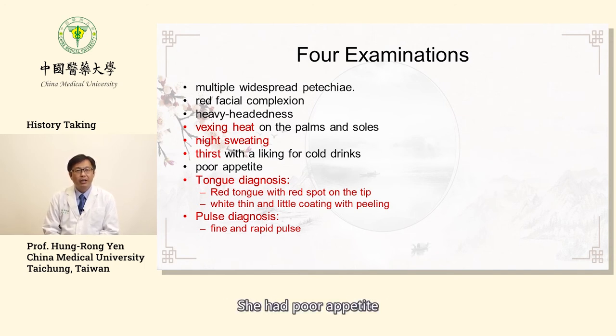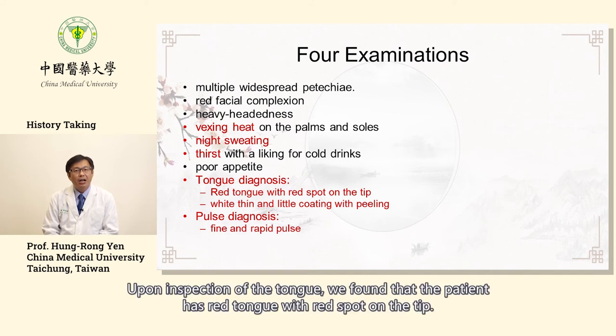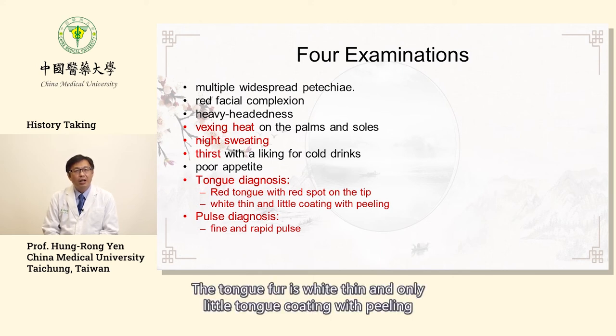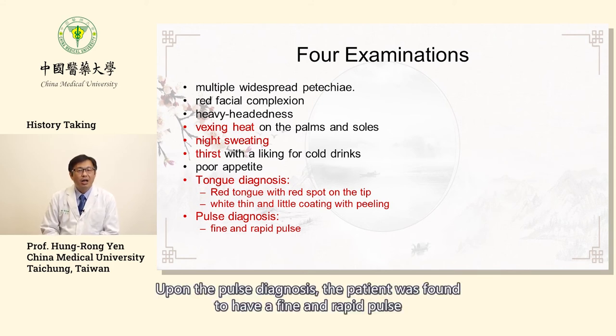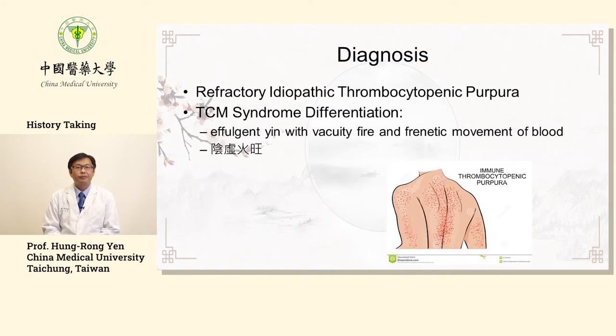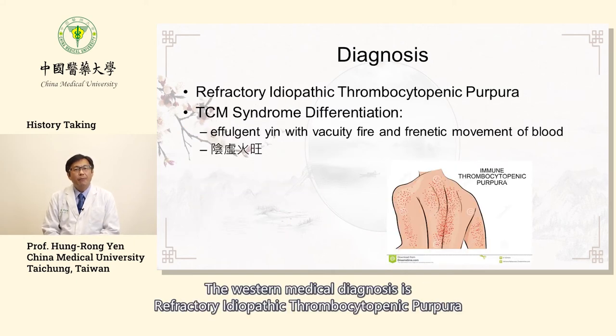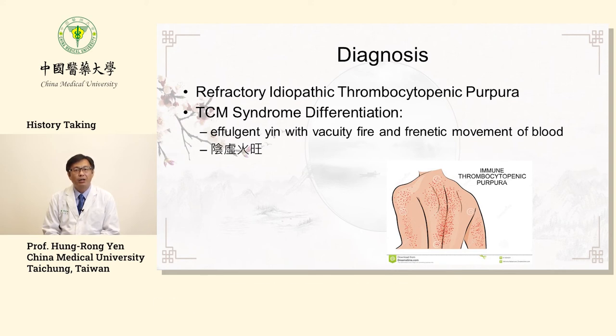She had poor appetite. Upon inspection of the tongue, we found that the patient has a red tongue with red spots on the tip, and the tongue fur is thin and white, with a little of the tongue coating peeling. And upon pulse diagnosis, the patient was found to have a fine and rapid pulse. So the Western medical diagnosis is refractory idiopathic thrombocytopenic purpura.